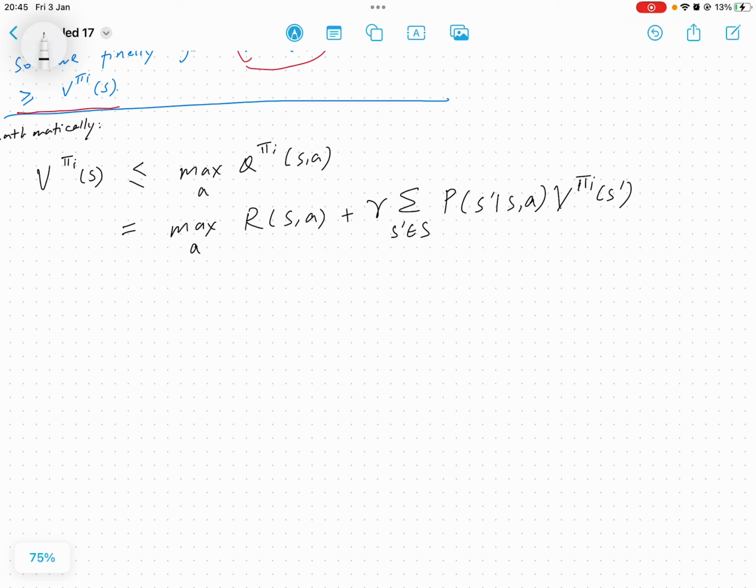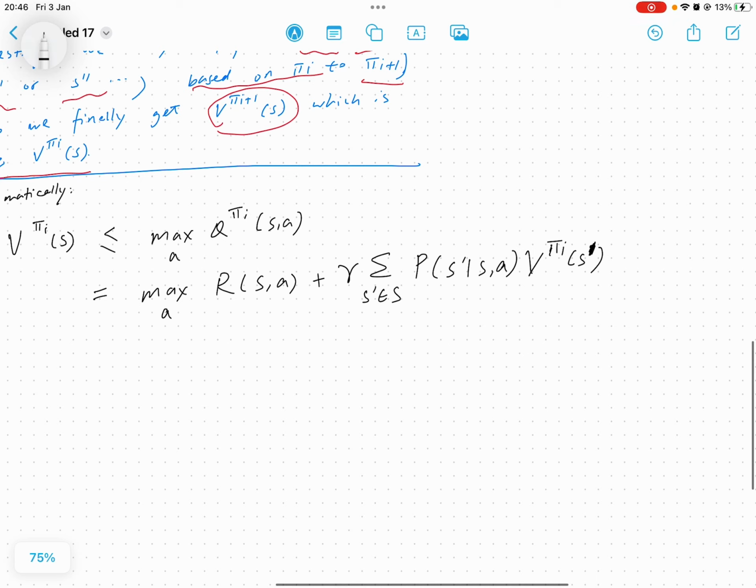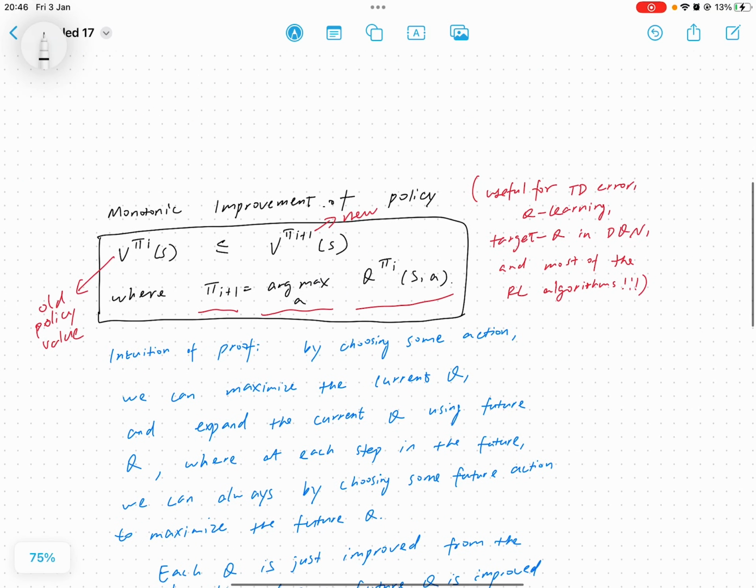So this is just a very regular expression using the sum of future rewards to represent the current Q. Importantly, this is S prime. If it's S, then this is wrong. Okay, S prime. Good. So by the definition of this maximization over A, this A has to be something. We have already written this here.